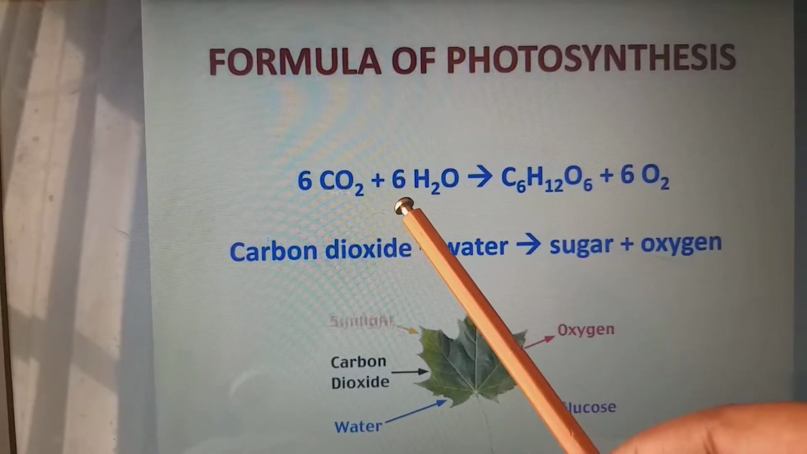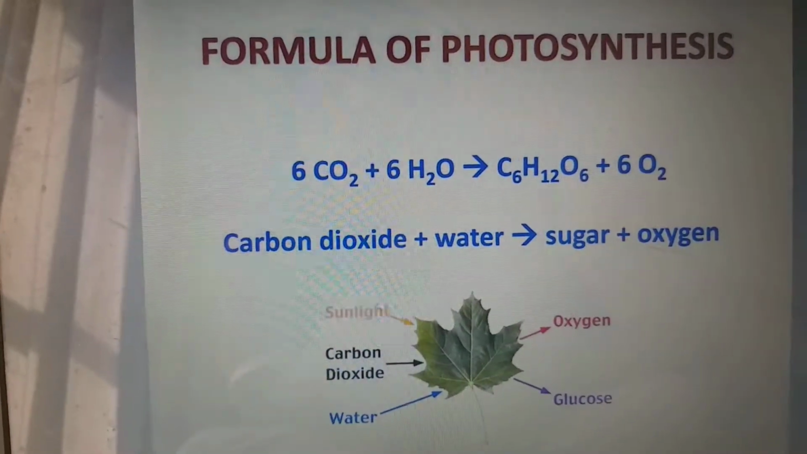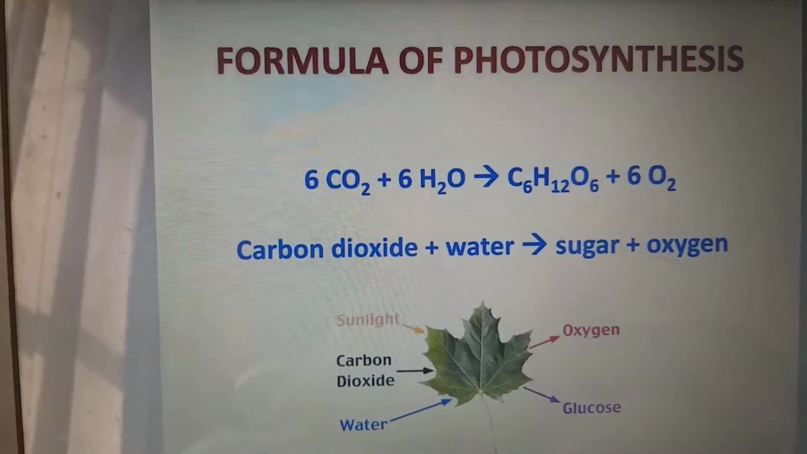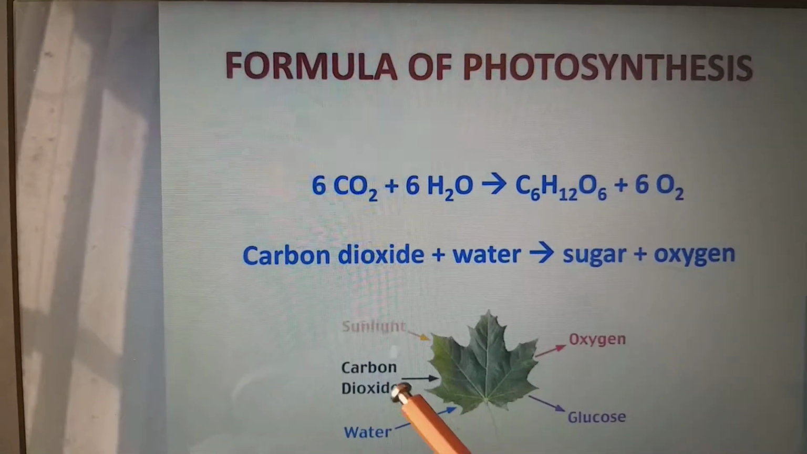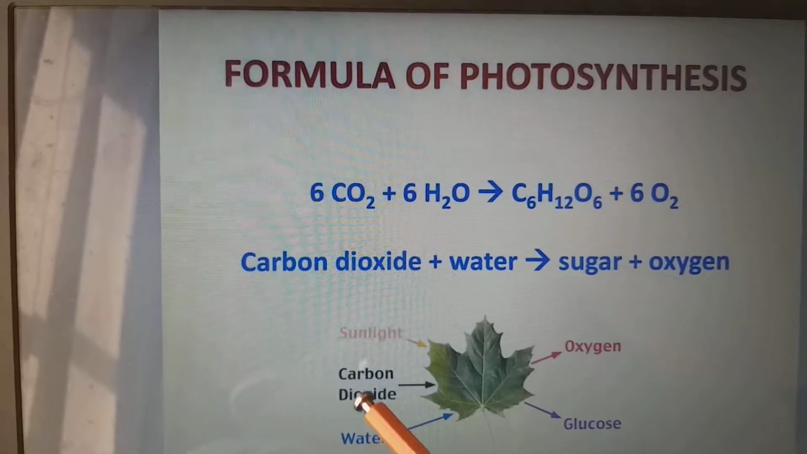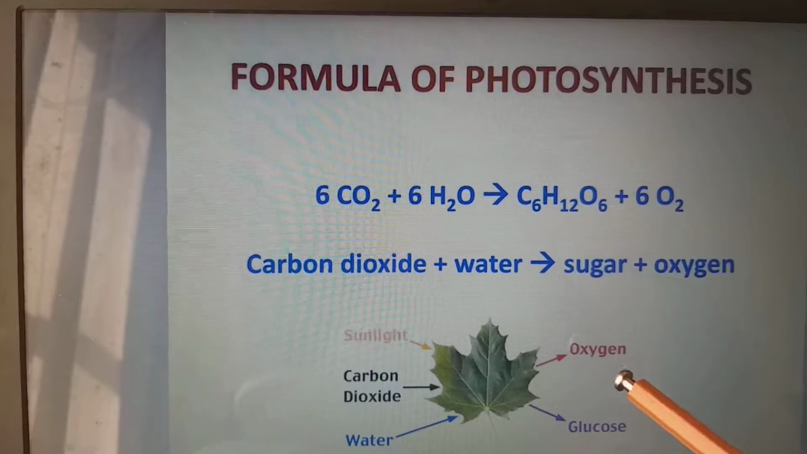So these are the inputs and finally they will become the products. So carbon dioxide plus water gives rise to sugar plus oxygen. And so again the picture of inputs and outputs. Along with the carbon dioxide and water, we need sunlight for the conversion of this carbon dioxide and water into oxygen and glucose.